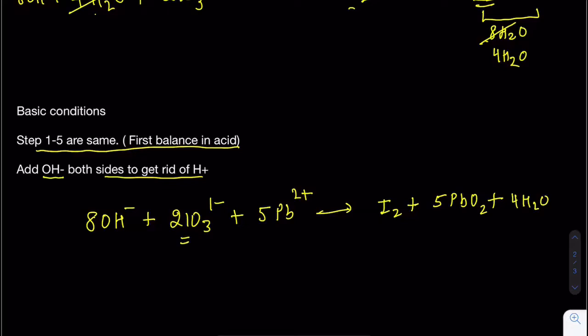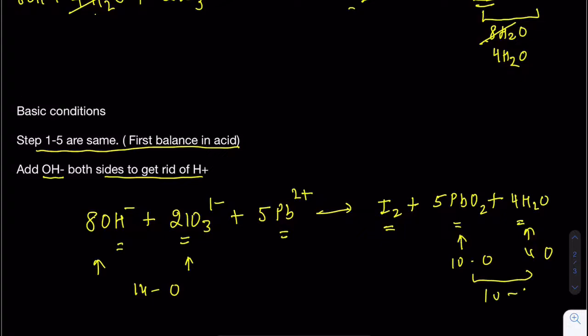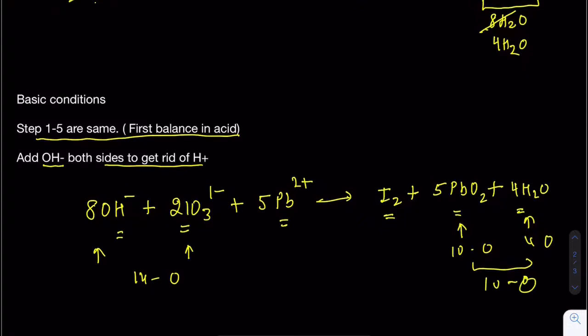Okay, we got 2 I's on the reactant side, we have 2 I's on the product side, 5 leads on the reactant side, 5 leads on the product side. Got 8 hydrogens on the reactant side, we got 8 hydrogens on the product side, and 8 plus 6, that's going to be 14. So we got 8 oxygens here and 6 oxygens here, so that's a total of 14 oxygens on the reactant side. And this is going to be 10 oxygens here and 4 oxygens here, so that's again 14 oxygens on the product side. So that one is also good.